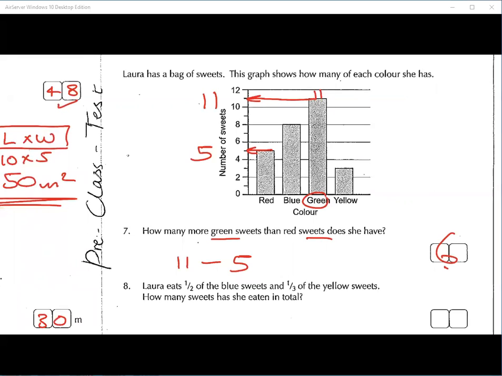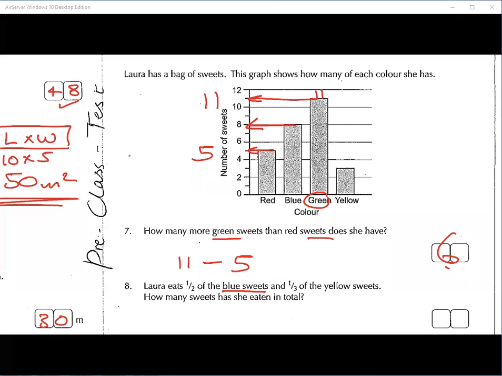One more question. Number 8, please. Read. Laura eats 1/2 of the blue sweets and 1/3 of the yellow sweets. How many sweets has she eaten in total? So first of all, how many blue sweets do we have?